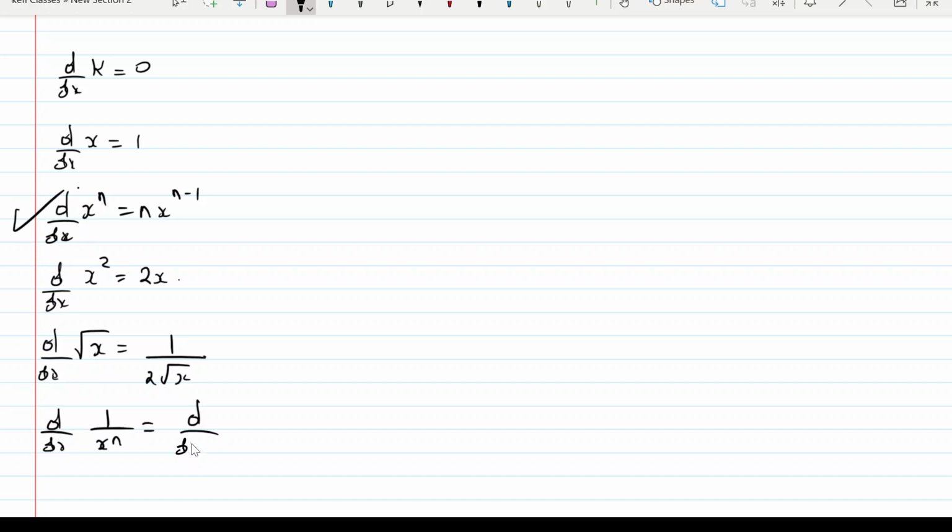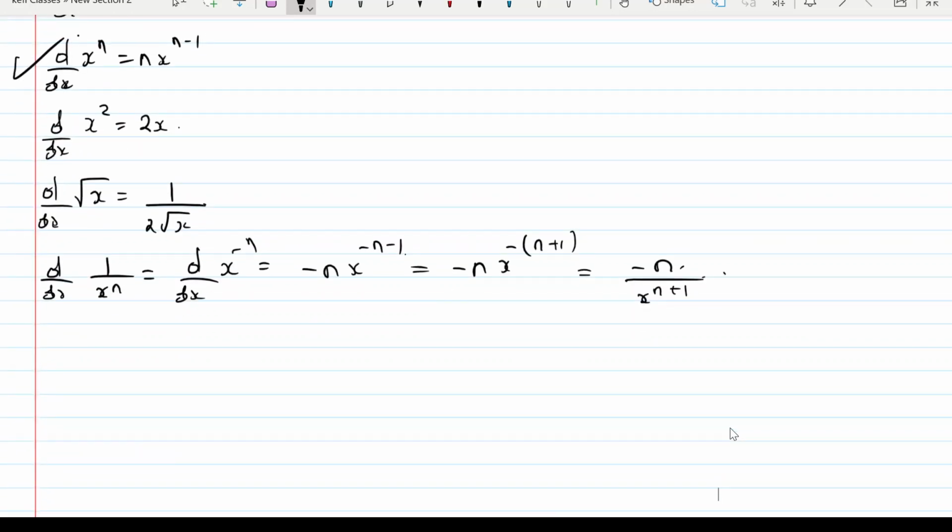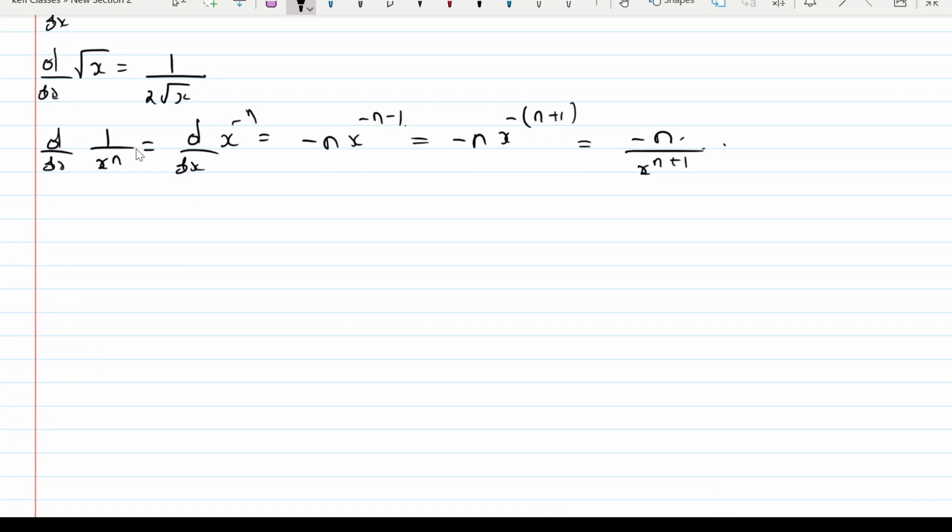It can be treated as d by dx of x raised to minus n, which is equal to minus n x raised to minus n minus 1 by using that same formula, and it's minus n into x raised to minus of n plus 1, which is equal to minus n upon x raised to n plus 1. So that's the formula for d by dx of 1 upon x raised to n. So d by dx of 1 upon x, by using this formula, you get minus 1 upon x square, right?